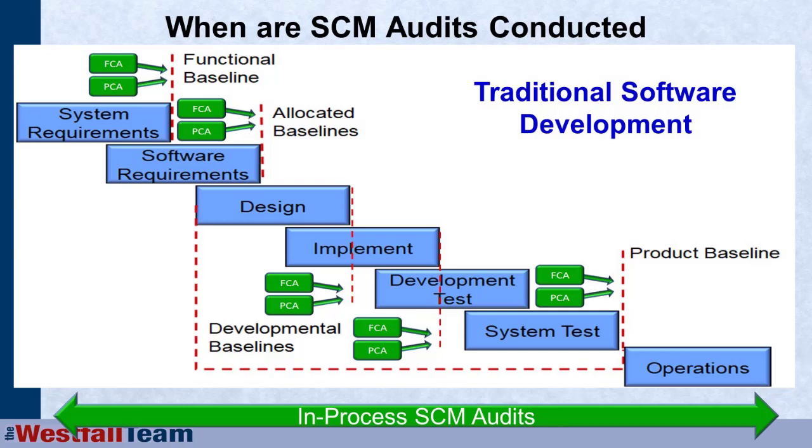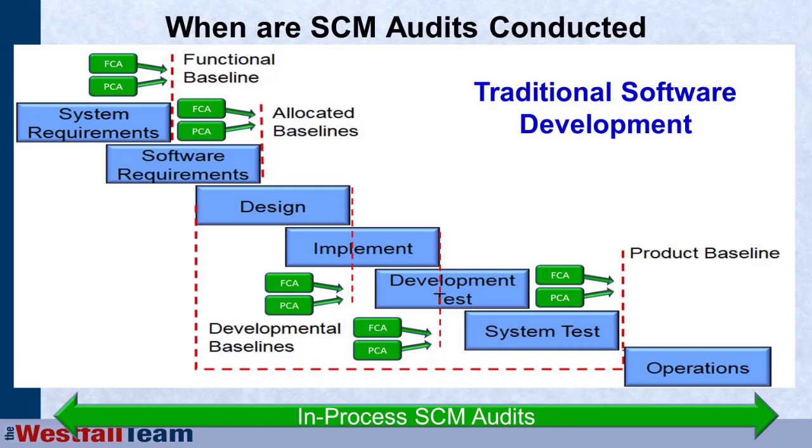But in addition, we may want to do functional and physical configuration audits at the major baselines. When we baseline the system requirements, again, to make sure they're complete, to make sure that the appropriate verification and validation has been done, and physical configuration audits to make sure that we've captured all of the requirements, all of the configuration items of that major phase. Again, you can do those again at the allocated baseline, where we're taking the system requirements and through the system architecture, allocating them down to the software components.